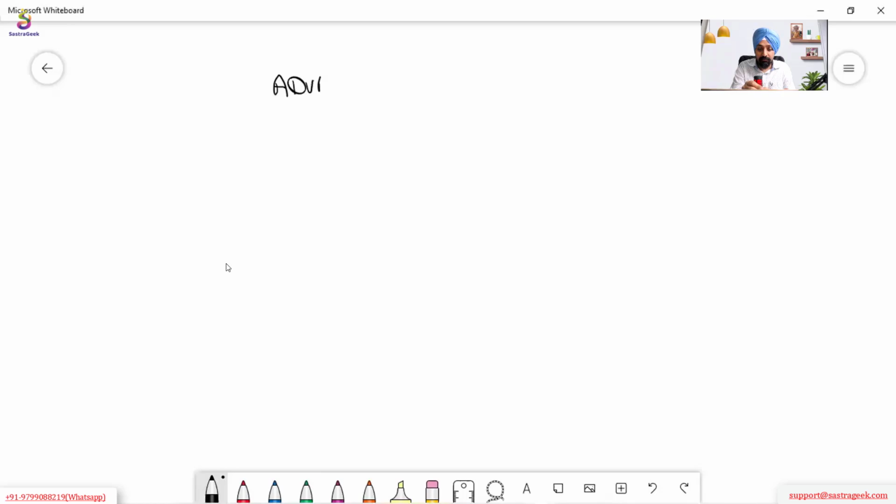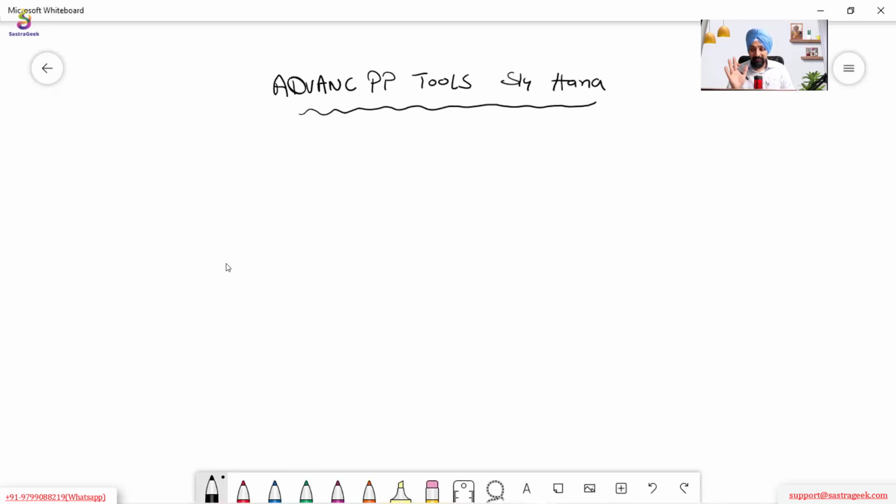So our topic is advanced production planning tools in S/4HANA. For people who don't belong to PP, what is production planning? Production planning is as simple as that.